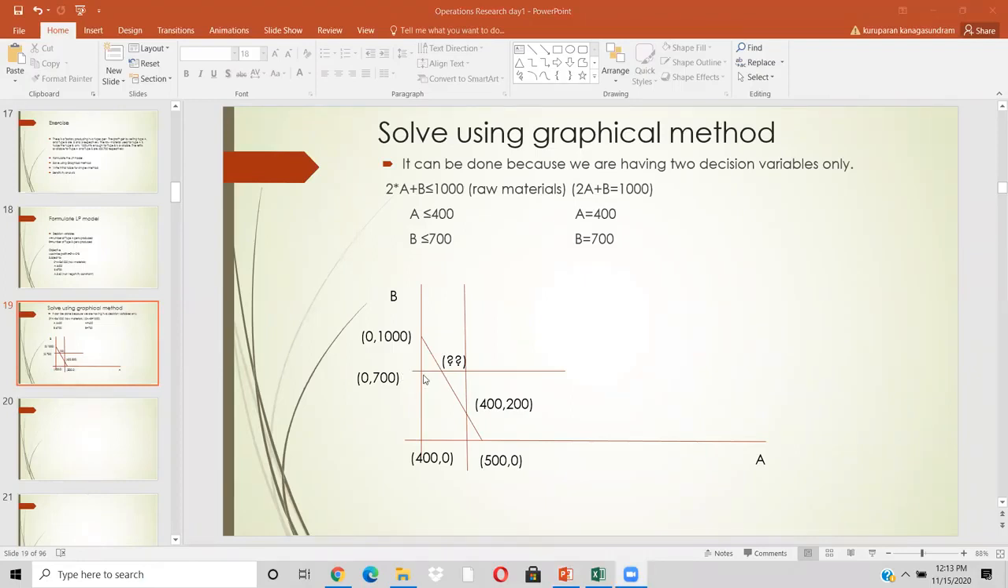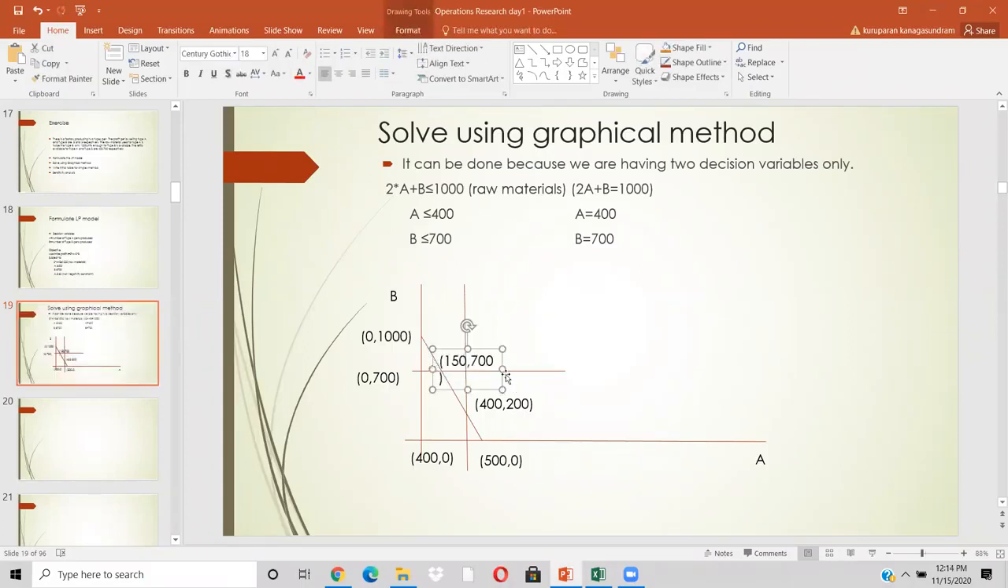By solving this line and this line, that means B equals 700 and 2A plus B equal to 1000, we can get the values. B equal to 700. What will be the value for A? B equal to 700 means 2A equal to 300, A equal to 150. So the point is 150 comma 700.